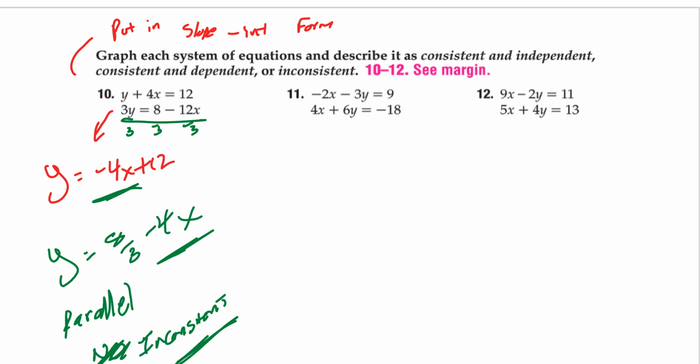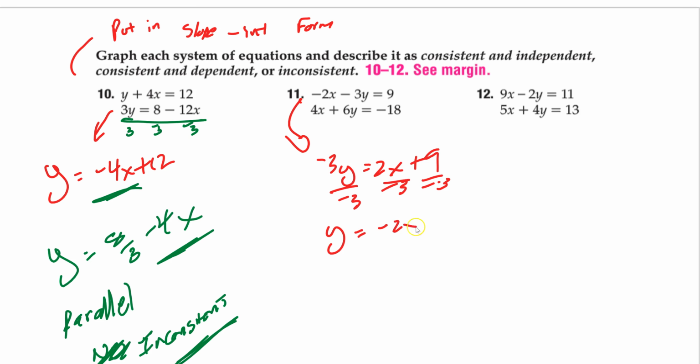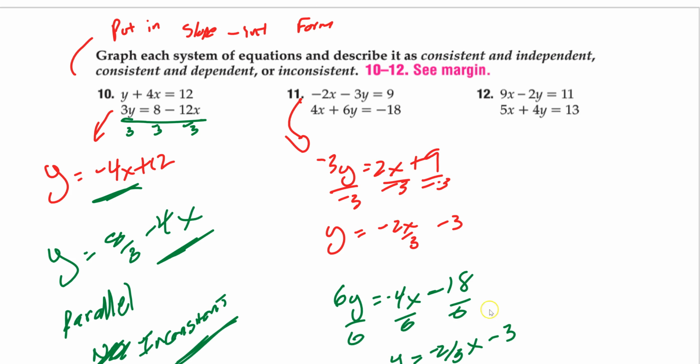Again, we can do the same thing with all these. I go right here and just put it in slope-intercept form. Solve for y, so add the 2x to both sides. Divide by -3. You get y is equal to -2x over 3 minus 3. Do the same thing with the next one. Subtract the 4x from both sides. Divide by 6. And y equals -2/3 x minus 3. Hey, they're the same line. So these are dependent, they have infinitely many solutions. They're the exact same line.